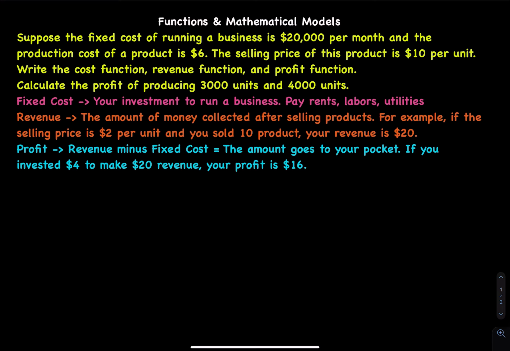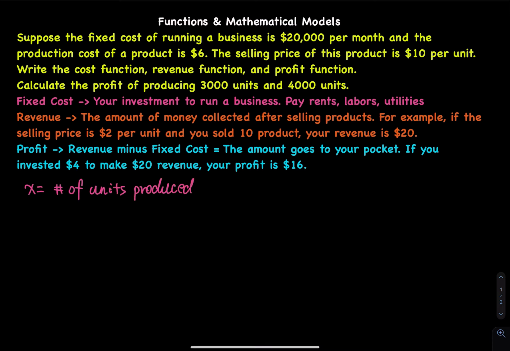So back to this problem. I said that the fixed cost is $20,000 per month and the production cost is $6 per unit. Before we write the functions, we have to define a variable. So I'm going to let X be the number of units produced. So X equals the number of units produced.